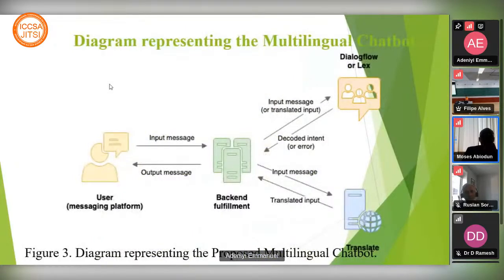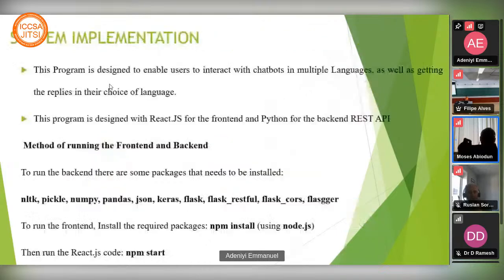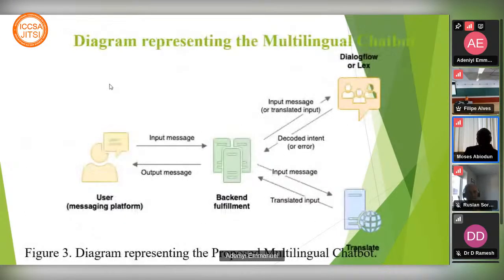As you can see from the diagram representing the multilingual channel bus, we have the input message, then the decoder of the intent, then the translated input. So the backend is the one that will do the major work. The user will not even know who is chatting with him. All he sees is that the person chats with him in his own language, and that is very comforting for somebody who does not know French or English. So you just specify the language you want to use, and then it goes on.